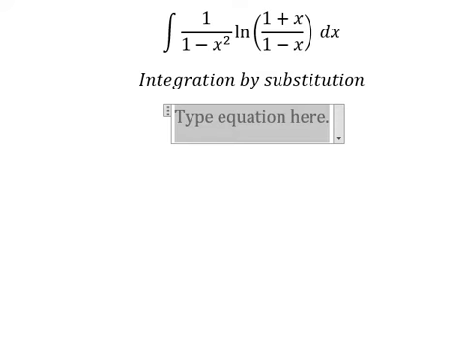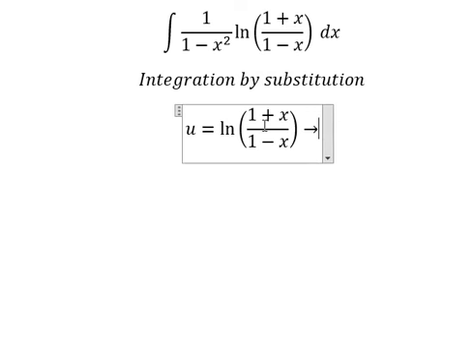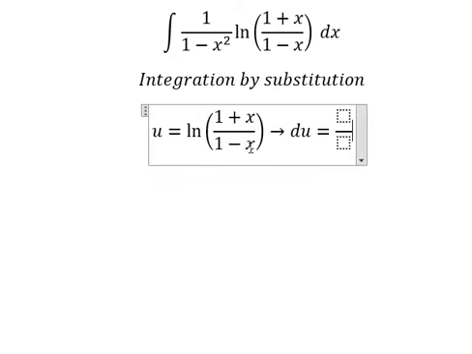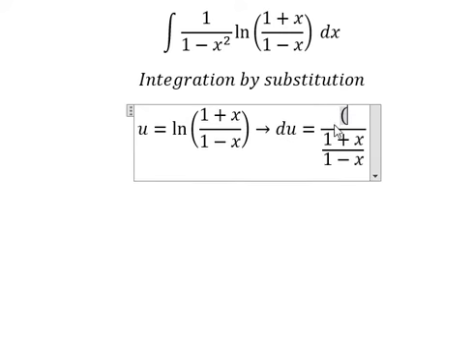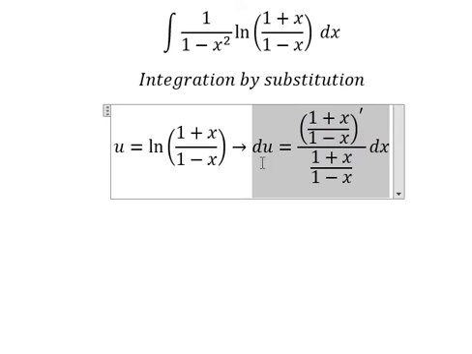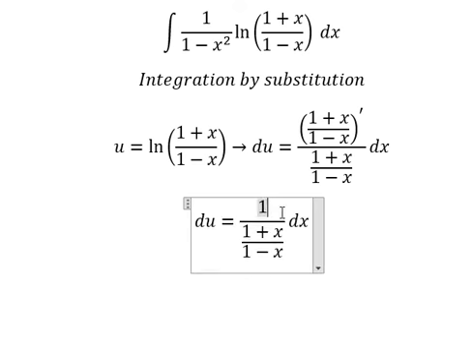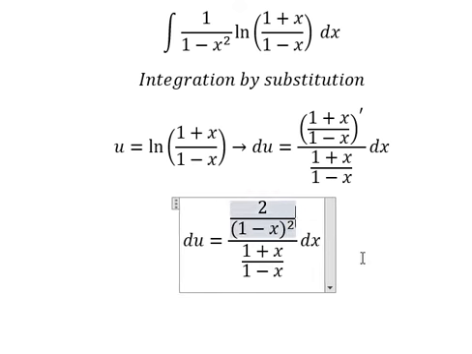So I need to put u equals to this one. Later that we do first derivative for both sides, and we keep this one on denominator. So later that we do first derivative of this one, dx. So this one we will have 2 over 1 minus s, everything to the power of 2.